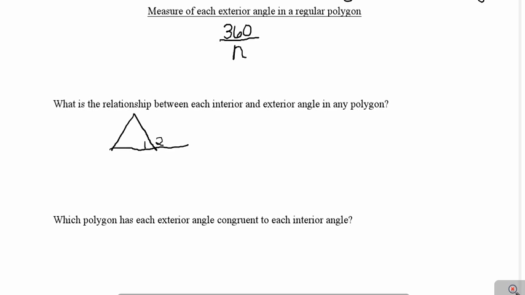So in this example, I have drawn a triangle. Angle 1 is the interior angle. Angle 2 is the exterior angle. What do we know is the relationship between them? They're always going to be supplementary.